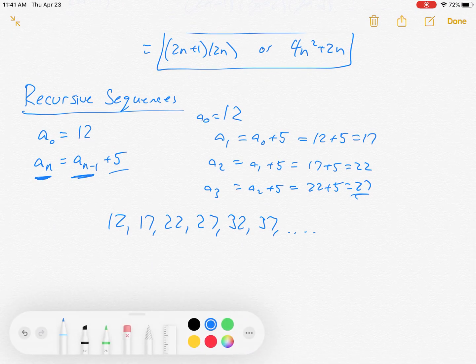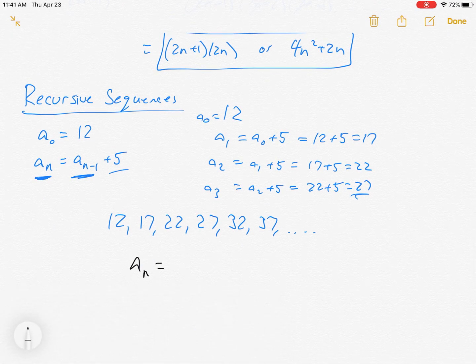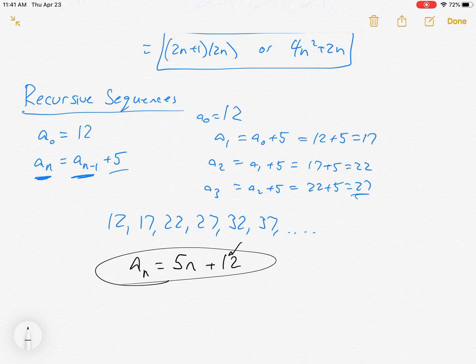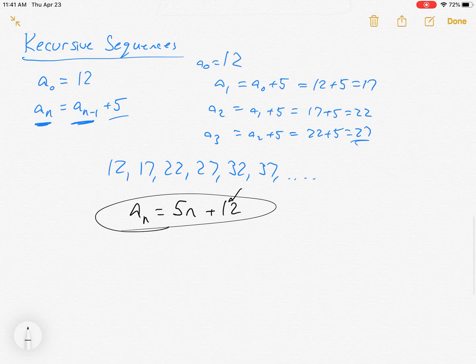So there is a way to define this explicitly, which I did earlier, and we'll be focusing on that in 9.2 and 9.3. This one you could. Well, I'll just tell you what it would be. Explicitly, the nth term would be 5n plus 12, because the 0 term is 12. But again, that's not always possible. So the idea of recursive sequences is there are sequences where you can't define them explicitly.